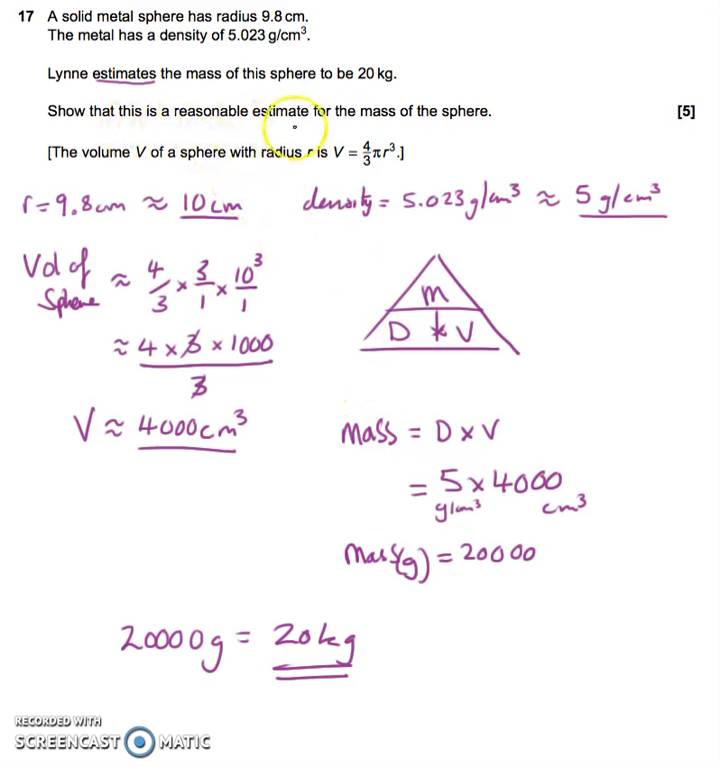And that's what we had to show, that it was a reasonable estimate for the mass of the sphere, just by rounding some numbers off, plugging some numbers into a formula, knowing the density mass volume triangle connection, compound measures, and then working it out as she would have done, and knowing the conversion between grams and kilograms. So fairly simple maths, piecing it all together. You're getting 5 marks for that question. It's towards the end of the paper. It's quite a nice question.